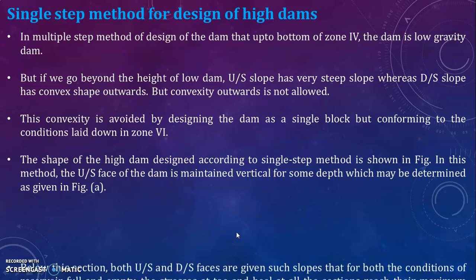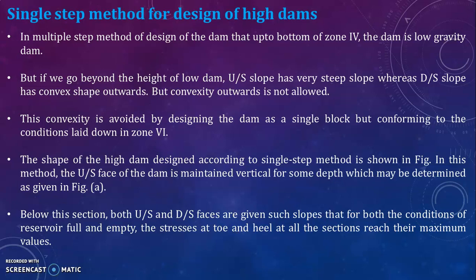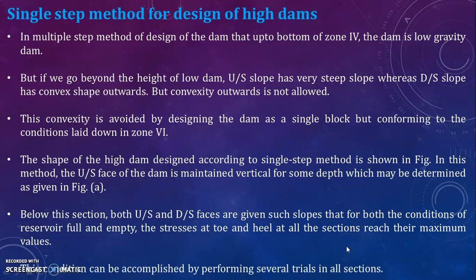given in figure. Below this section, both upstream and downstream faces are given such slopes that for both the conditions of reservoir full and reservoir empty, the stresses at toe and heel at all the sections reach their maximum values. This condition can be accomplished by performing several trials in all the sections.